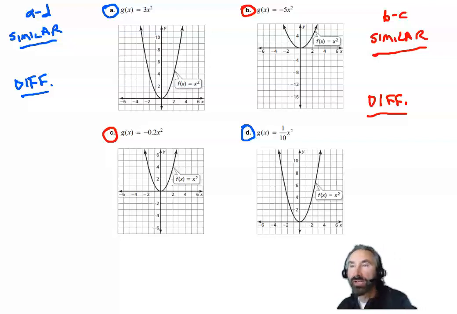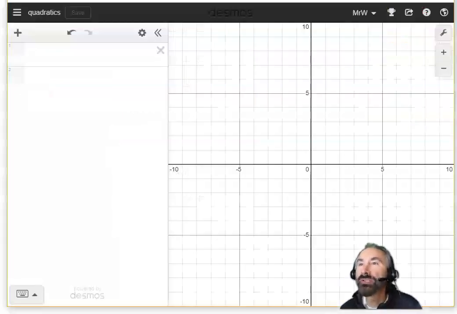Okay, so that's your assignment. Let me make sure that we agree on what you're going to do in Desmos. So in Desmos, let's take a look.